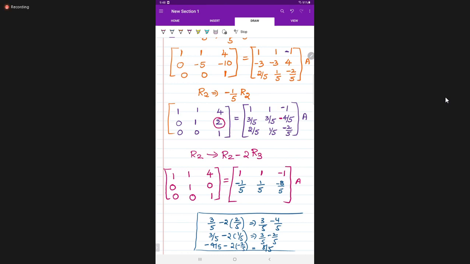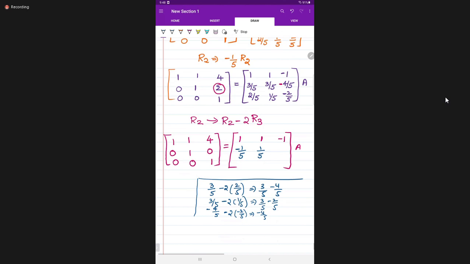Wait. R2 is 0. R2 is minus 4 by 5. Minus 2 into R3 is minus 2. So it is minus 4 by 5 plus 4 by 5. Which is 0. Equal to 0.